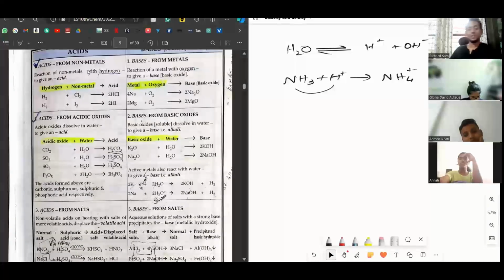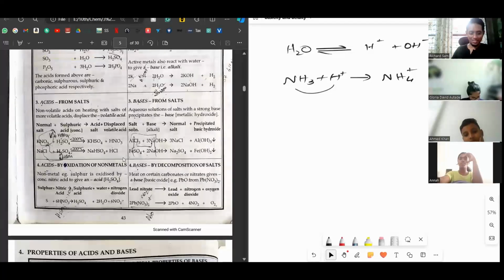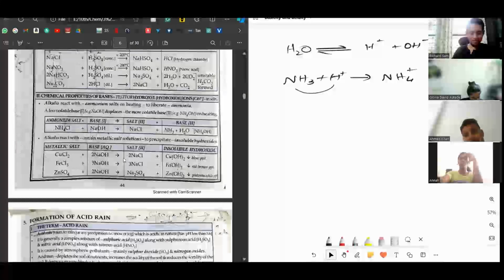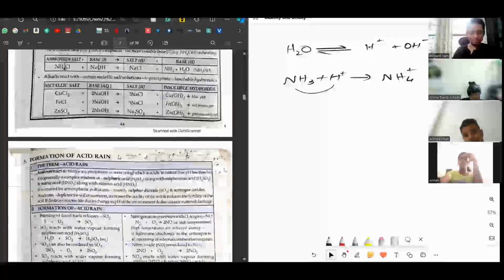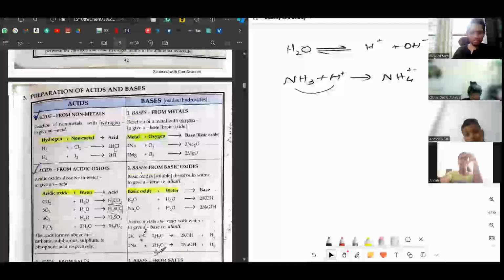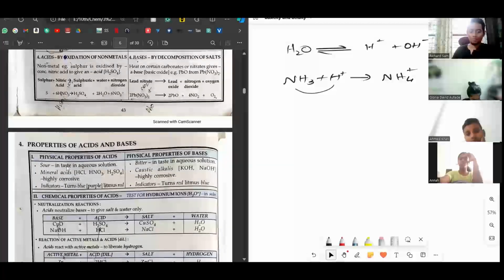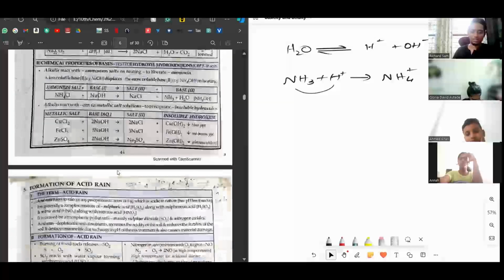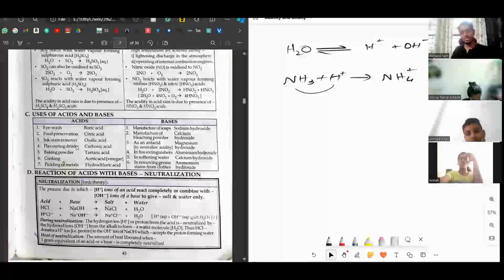All right. Anyway, the next topic is preparation of acids and bases. This is very important. You have a lot of chemical reactions. From now on, you'll be seeing so many chemical reactions. So what all is there? Preparation of acids and bases. Then properties of acids and bases. Then there's acid rain. Okay, that's an interesting topic here. Okay, let's see what all is there in this chapter.